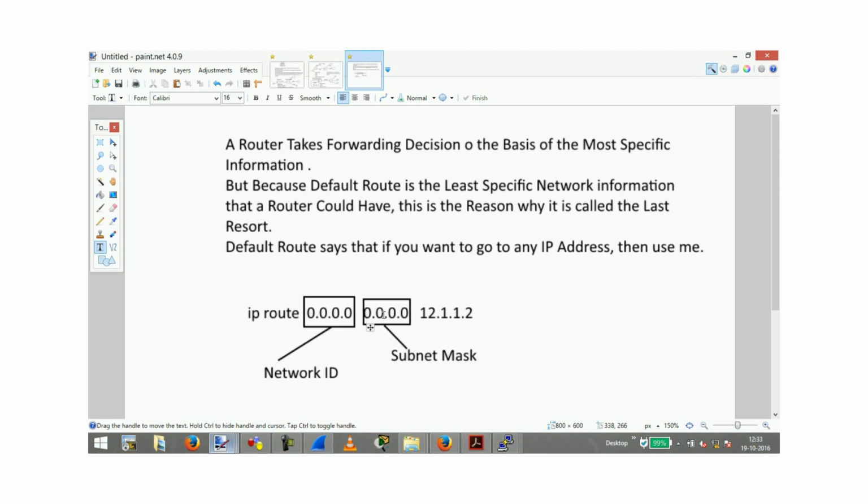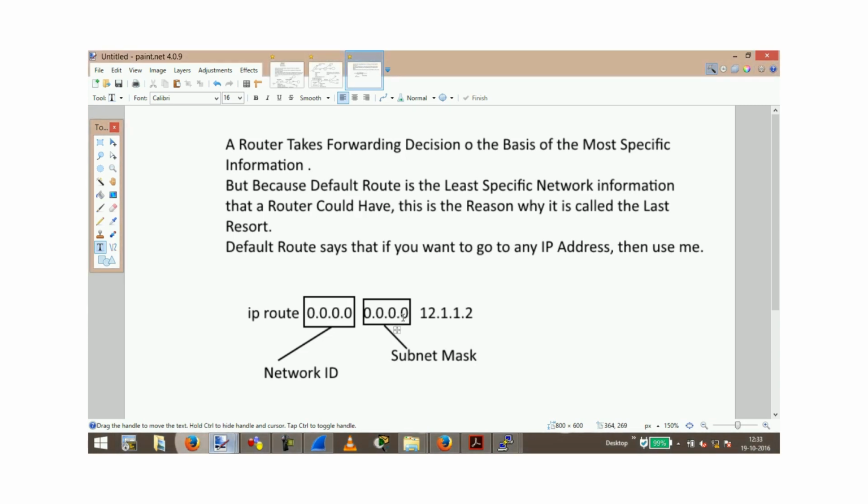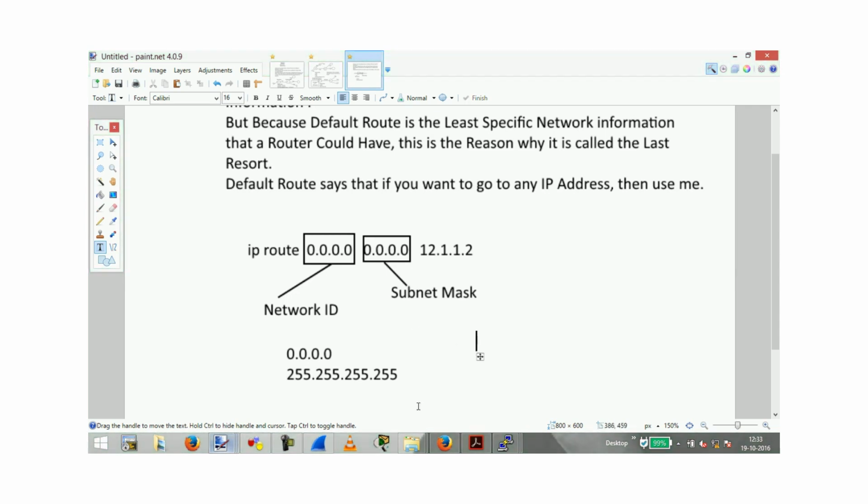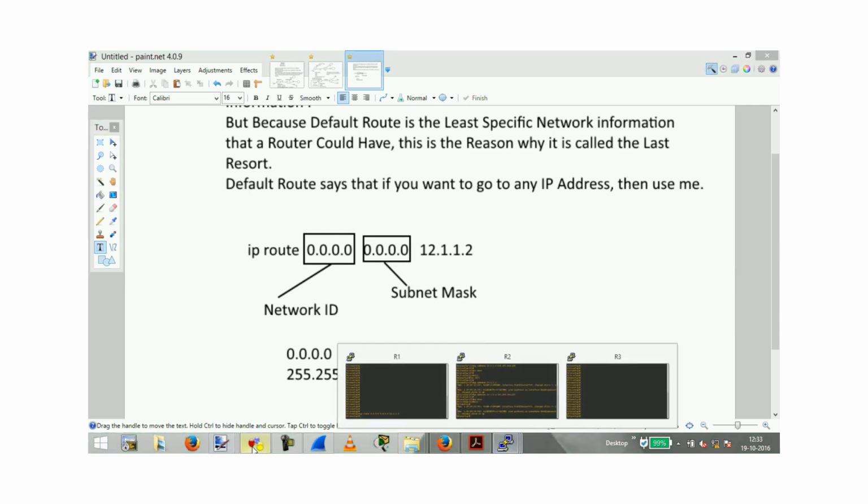Now here the subnet mask says that there are no network bits. That means there are no reserved bits. That means all the octets can entirely change. They are starting from 0.0.0.0 because this is the network ID, and they will go till 255.255.255.255. So basically the default route contains all the possible IP addresses, and it is giving a way for all those IP addresses, the least specific network that we can tell a router about.